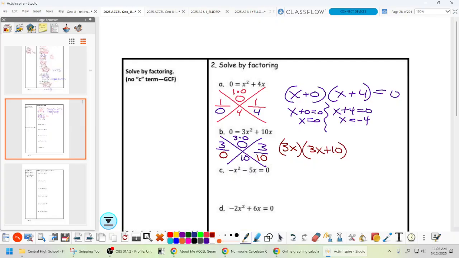Do you see a problem with it? Check this out. If we solve this, we're going to get the right answers in terms of solution. But if we redistribute, we get 9x squared plus 30x, which is 3 times bigger than what we started with. So it's incorrectly factored. Can you tell me why?